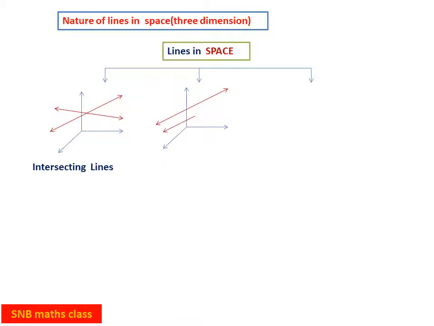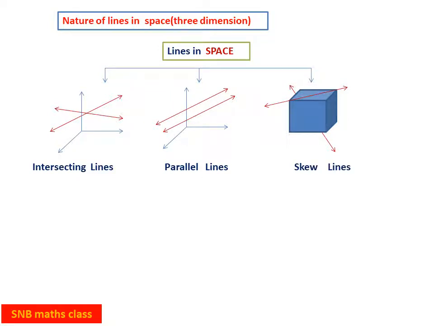Then the second one is parallel lines. And remember, once again, parallel lines are also coplanar because you can find one plane which contains these two lines. Therefore they are coplanar, so you can treat them as two-dimensional straight lines only. And in the last category, that is skew lines, two lines are called skew lines because they are neither intersecting nor parallel. And in the last class we have seen how to find the shortest distance between two skew lines.